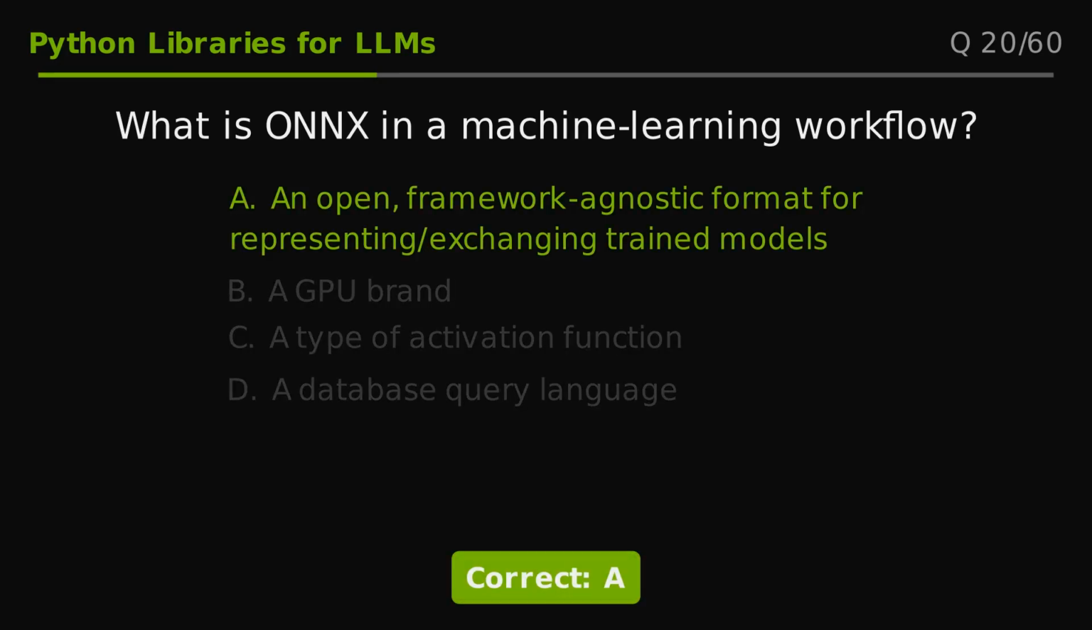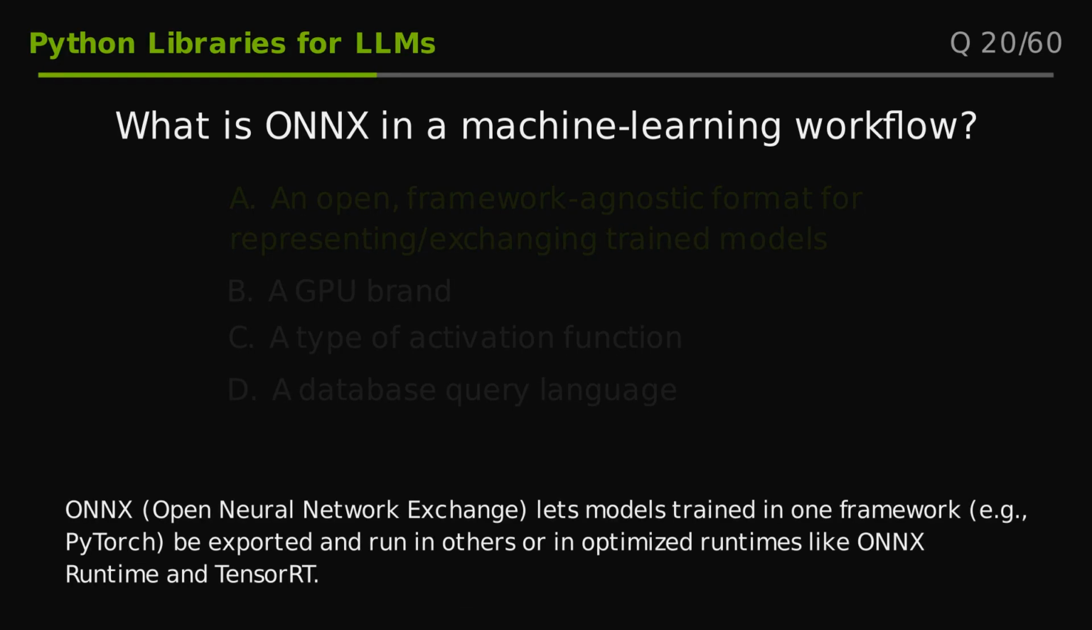The correct answer is B. Open Neural Network Exchange lets models trained in one framework, for example PyTorch, be exported and run in others or in optimized runtimes like ONNX Runtime and TensorRT.